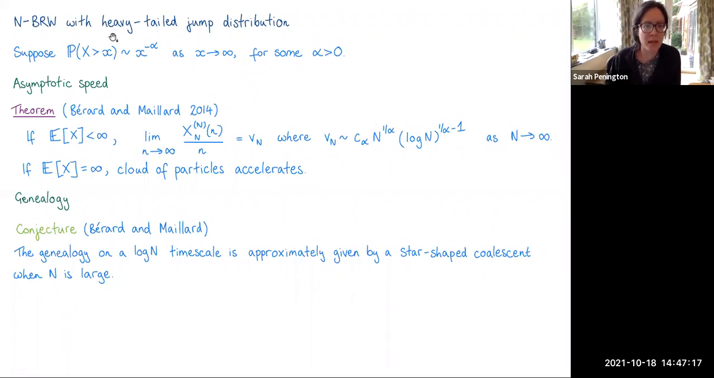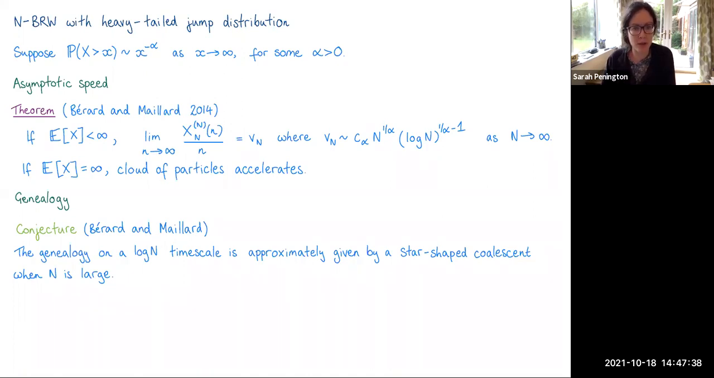So by having this assumption up here, I've actually shown a slightly weaker version of their results. What they prove is actually under slightly weaker assumptions on capital X, but that gives them a slightly more complicated form for Vn. So I've just shown you this simplified version of their result. So that's the asymptotic speed.